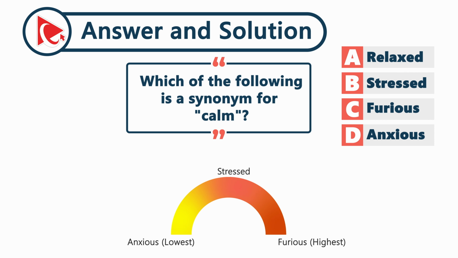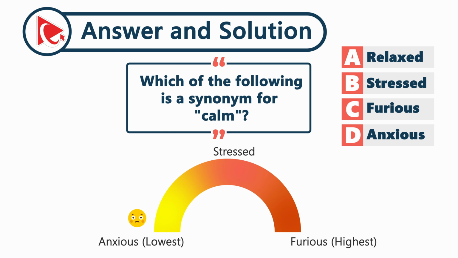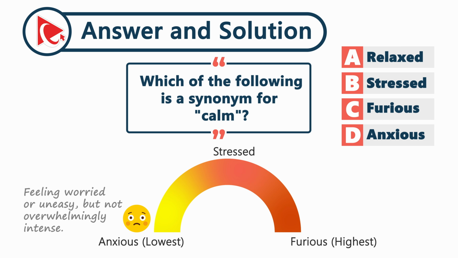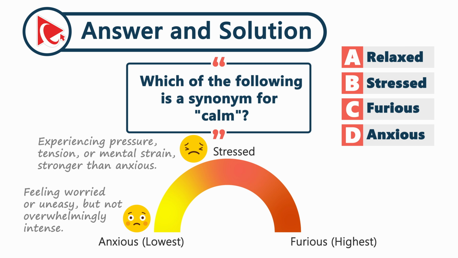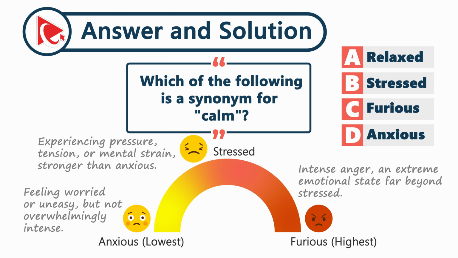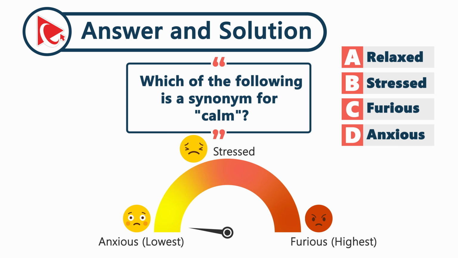Let's start by looking at not so happy states. Anxious represents feeling worried and uneasy, but not overwhelmingly intense. Stressed, on the other hand, represents experiencing pressure, tension, or mental strain, stronger than anxious. And furious represents intense anger with extreme emotional state far beyond stressed. So if we build a scale of not so happy states, anxious would be the lowest, stressed would be in the middle, and furious would be the highest.